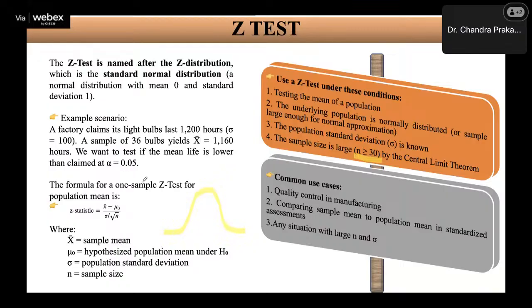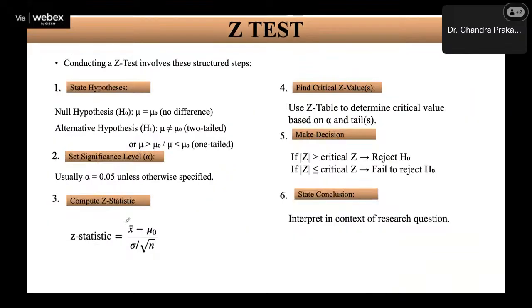So we know that in a one sample Z test, we calculate Z as X bar minus mu naught, where mu naught is the hypothesized population mean under the null hypothesis, divided by sigma, the population standard deviation, over the square root of the sample size. We can use this in quality control in manufacturing, to compare the sample mean to the population mean, in a standard assignment or any situation with larger n and known sigma value. So these are the steps in a Z test.